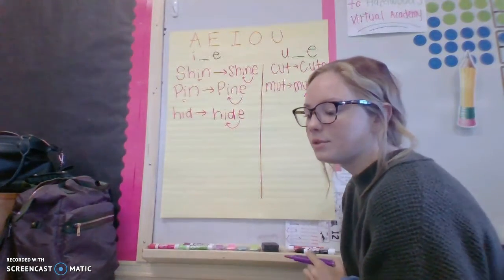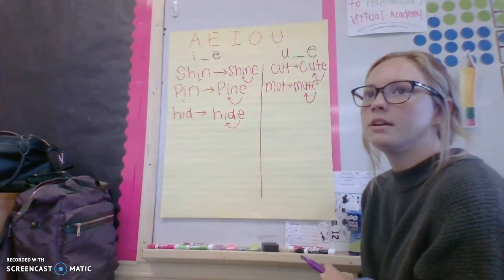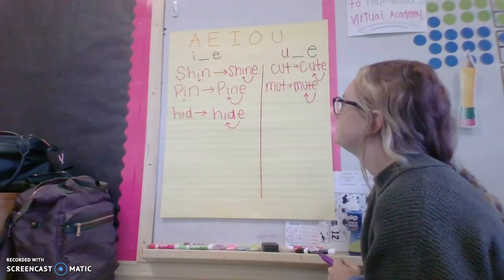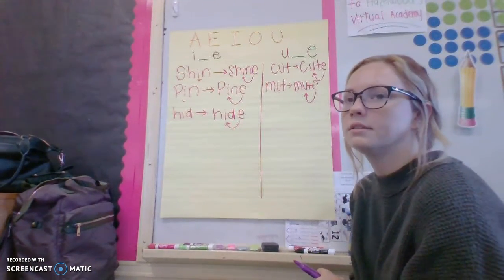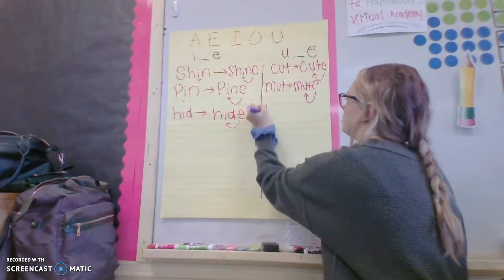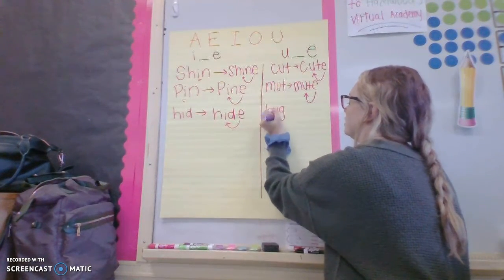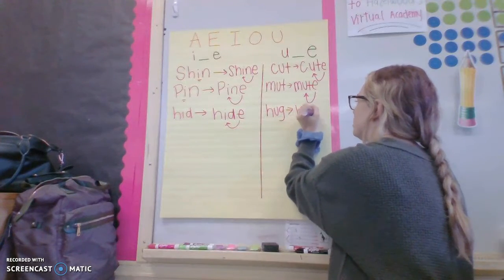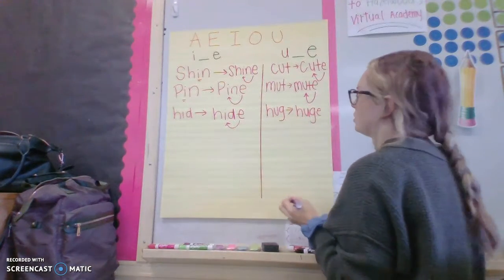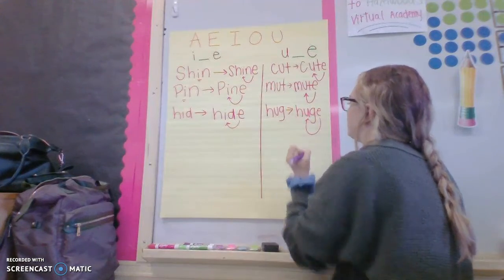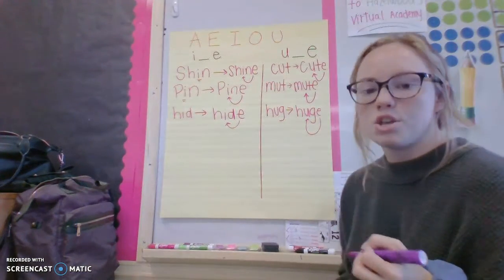All right, the last word is hug. Which vowel sound do you hear? Hug. I hear U. Hug. And when we add that silent E, it becomes the word huge, huge. That E takes the U and makes it say its name, huge.